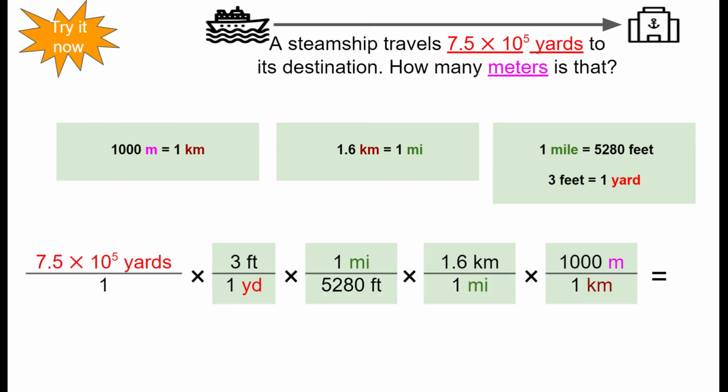So when we put these together, we're going to have to cancel yards first, go to feet. Then from feet, we go to miles. Then from miles, we go to kilometers. And from kilometers, we go to meters. And we can see that the units are all going to cancel except for meters. So what's the final answer?